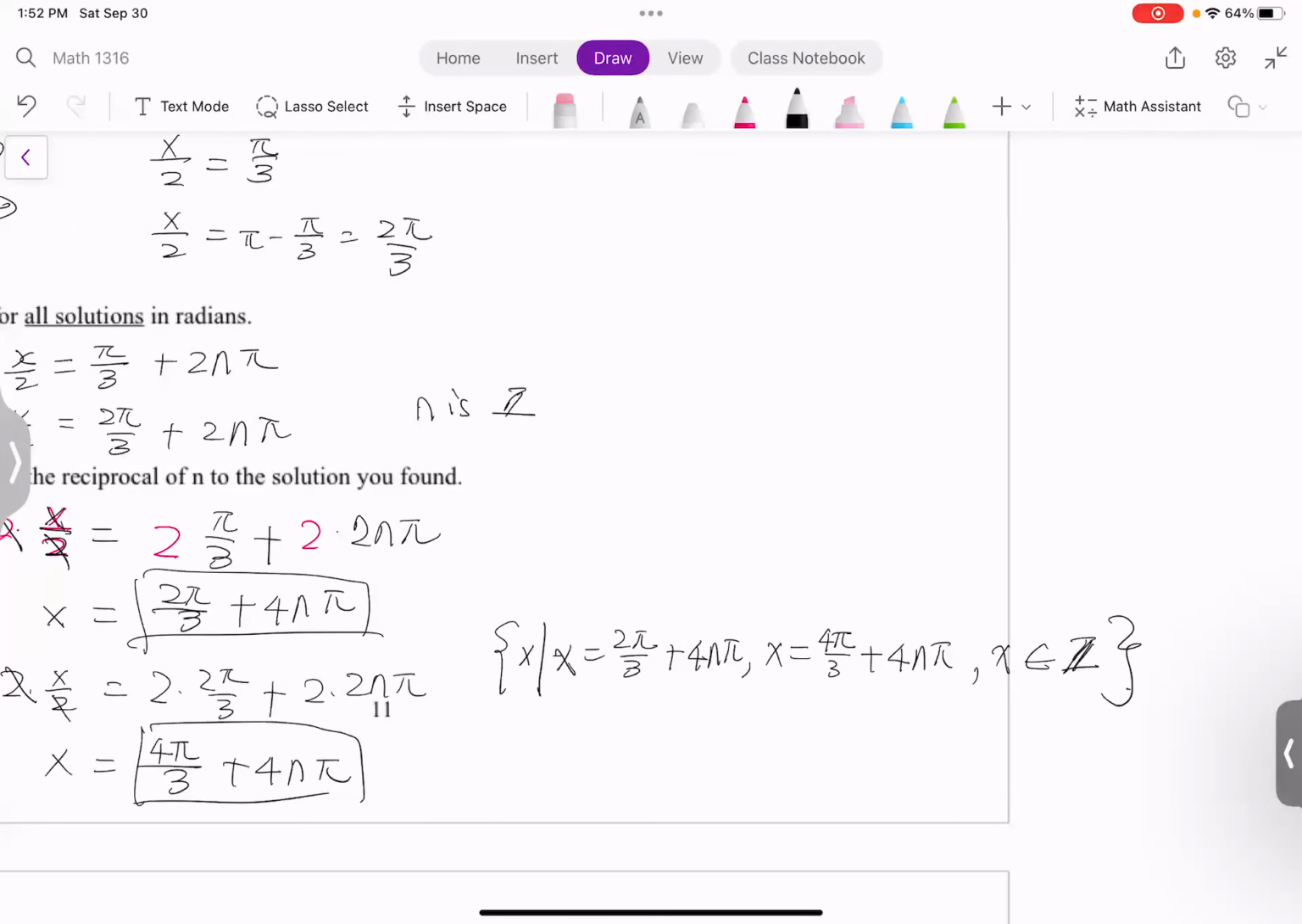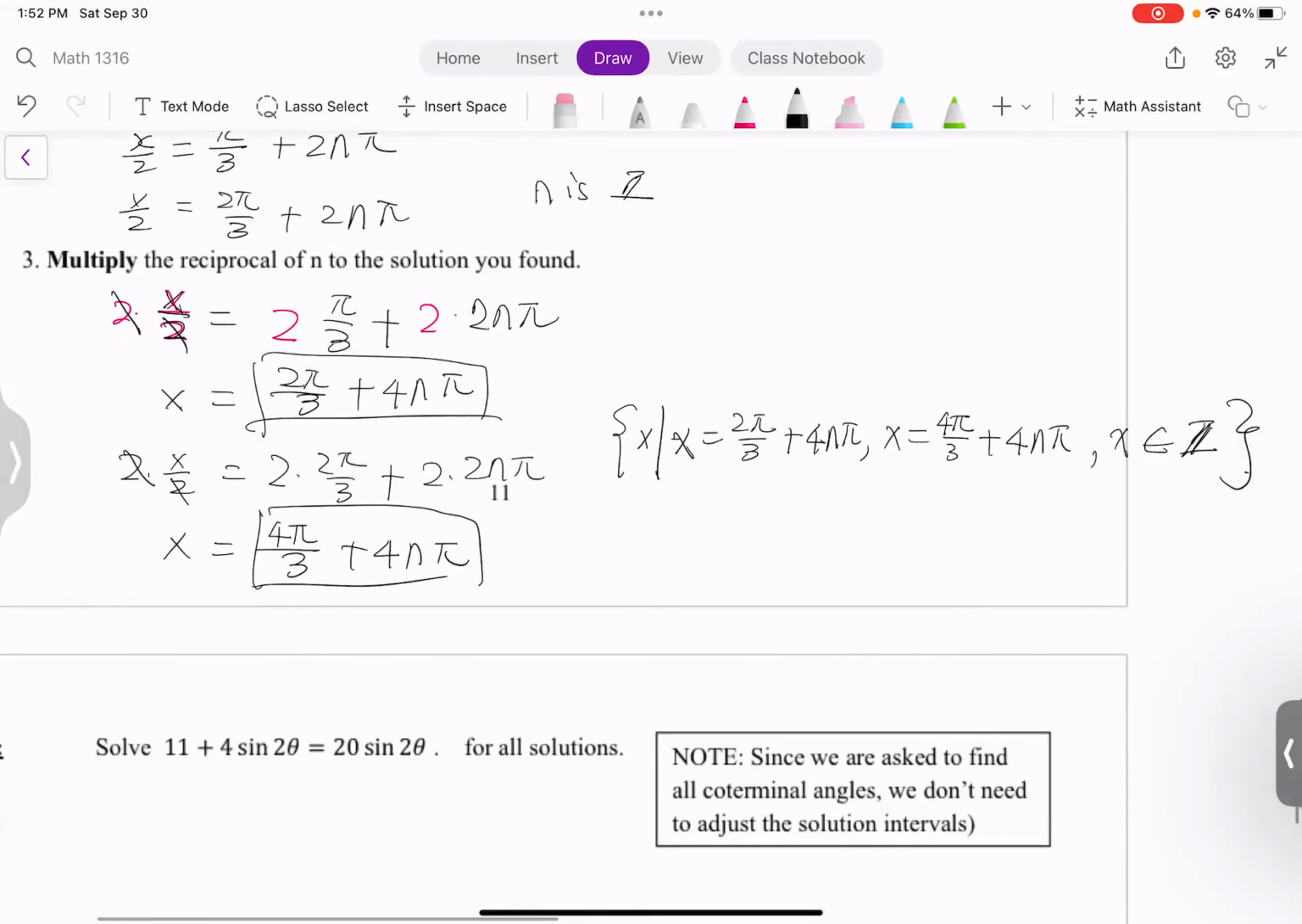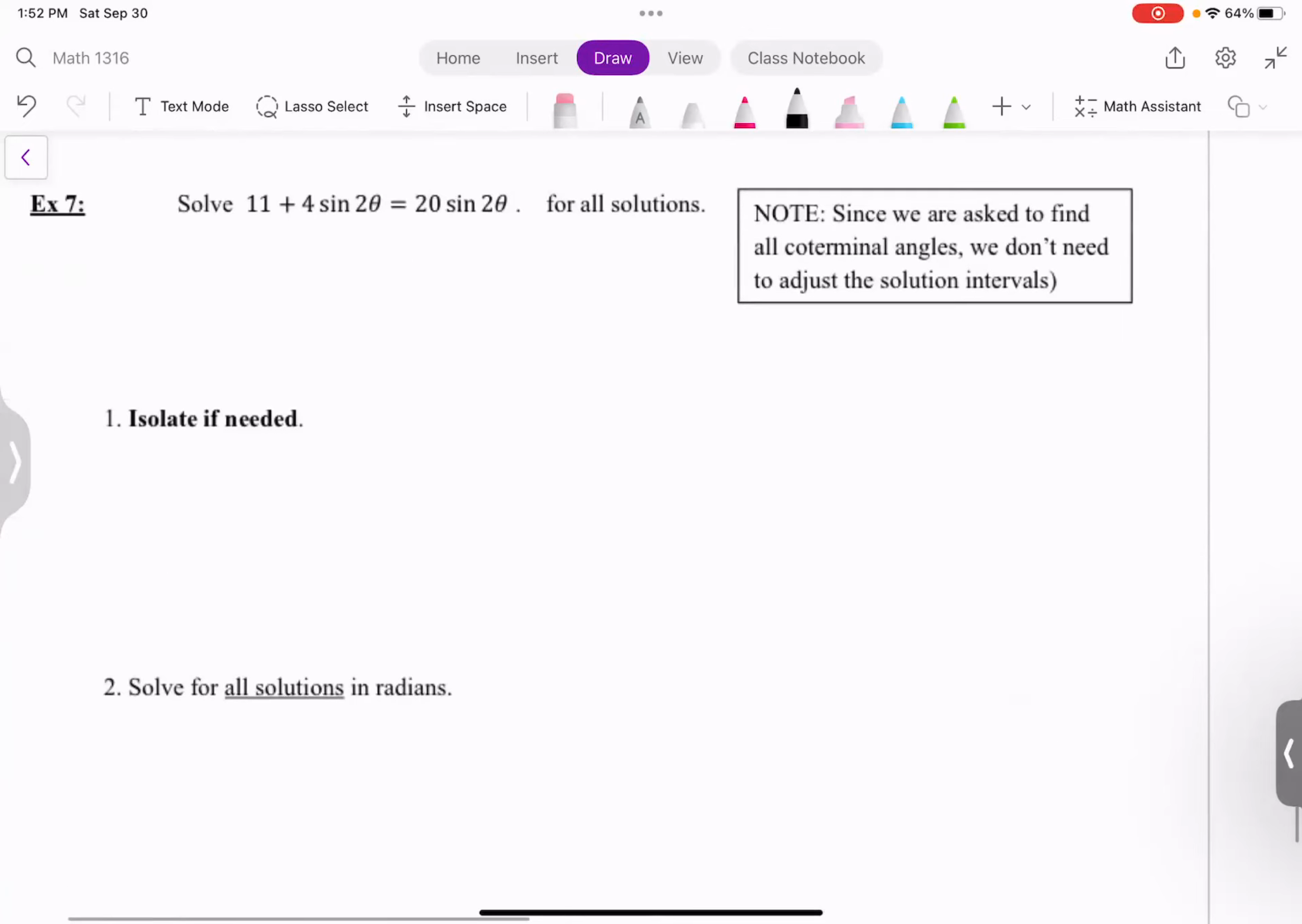All right, we're done for this one. And how about the next one? Okay, so the next one. Oh, this is an interesting one, but this one is a very hard one. And we need to use our calculator to find the solution.